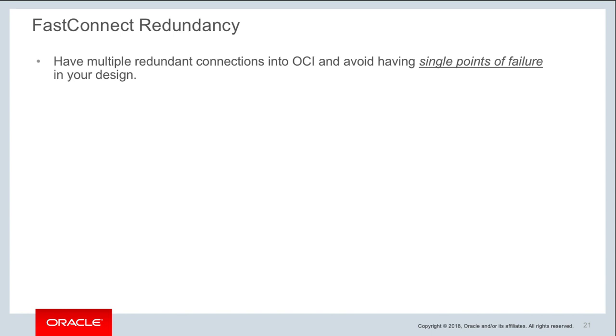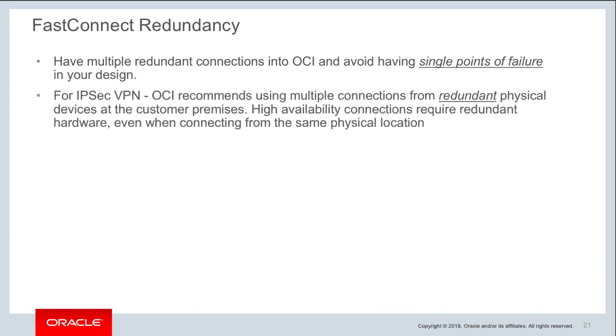In IPsec VPN, we talked about how there are multiple tunnels which are created on the OCI side on each transit POP when you create a single IPsec connection. However, on the customer side, you still can use a single CPE device and connect to both the tunnels on the OCI side. So this gives you a single point of failure on the CPE device on your end.